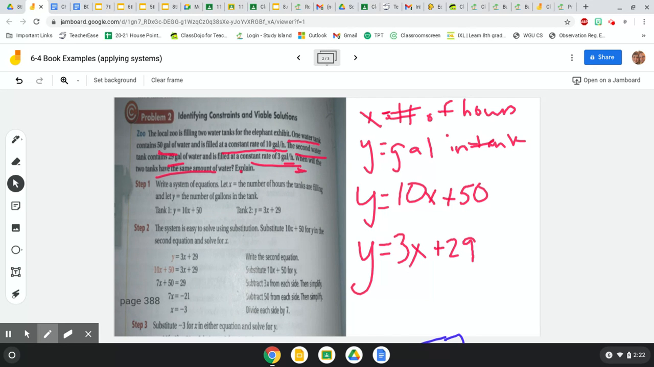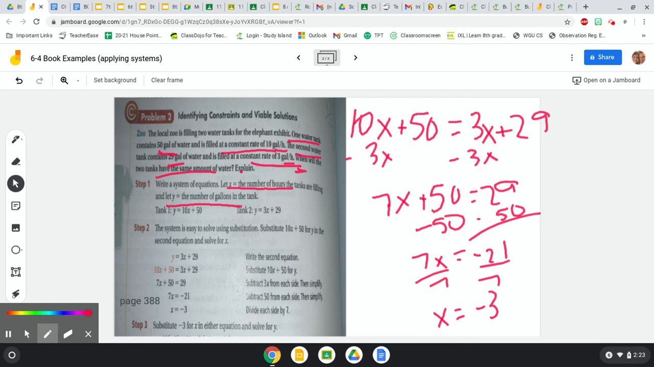Okay, so again, I would probably choose substitution. So pause and solve real quick. All right, so when you solved, all I did right now was solve for x. So I set them equal to each other up here. Okay, so those two tanks are equal to each other with substitution. I kept in mind that x is the number of hours and y is the number of gallons in the tank. And I'm getting x to be -3.